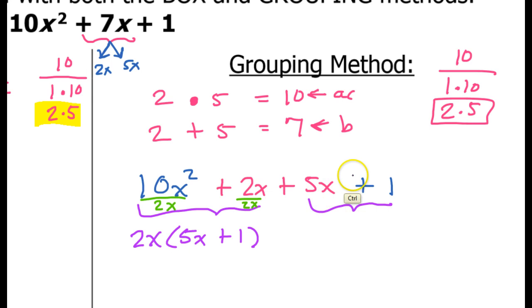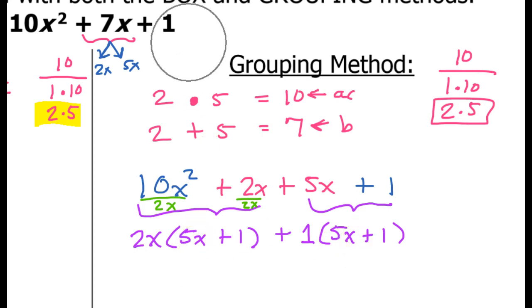So now I'm going to do the same thing over here. However, there is no common factor other than 1. So I'm going to go ahead and show the 1 outside of parentheses. But factoring out a 1 doesn't change anything. I'm still going to have 5x plus 1. I'm just showing it this way to show what will be left behind once I take away the parentheses.